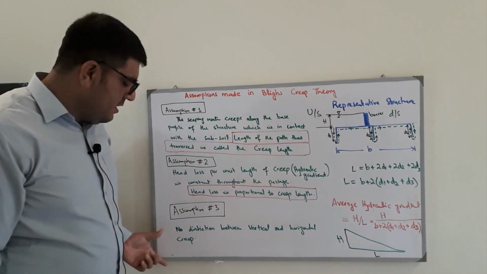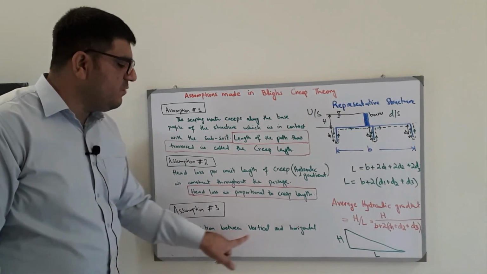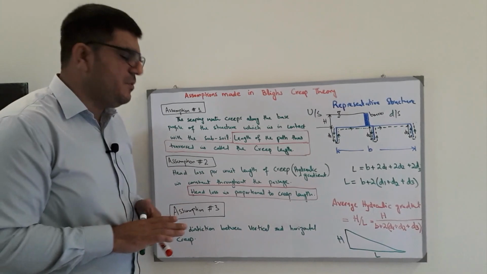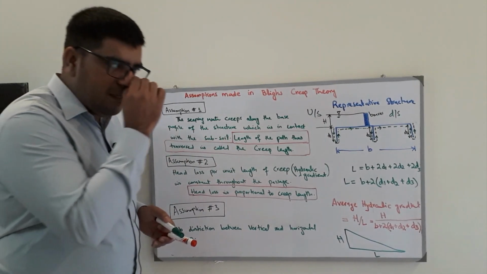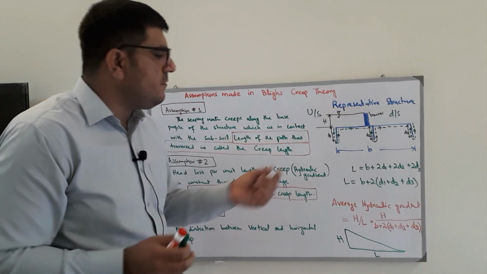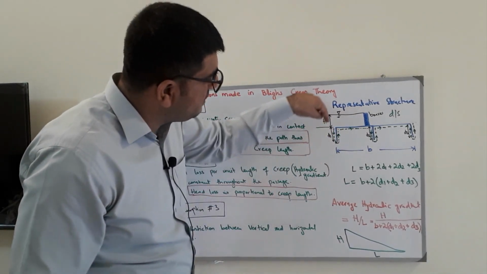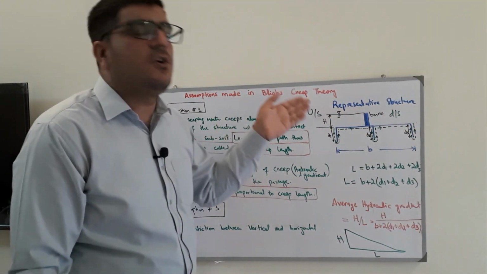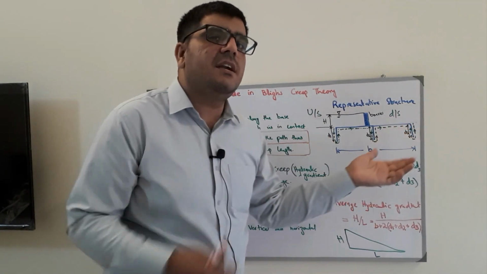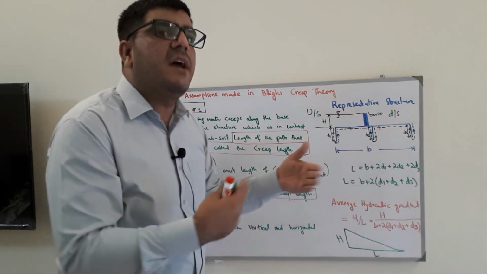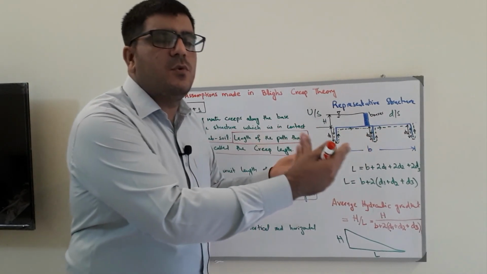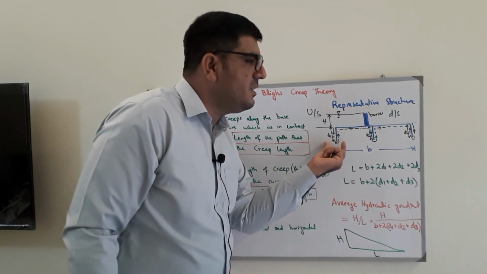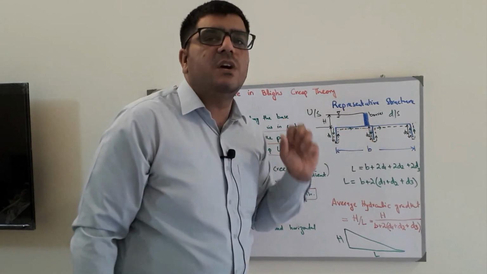Now the third assumption says that there is no distinction between vertical and horizontal creep. In Bligh's creep theory, no distinction was made between the horizontal and vertical creeps. It says that the head is dissipated as the water traverses along the base profile of the hydraulic structure, and more head will be lost as the creep length is more. So we have to provide a sufficiently long impervious floor, as we studied in the initial part of the lecture. So he didn't make the distinction between the horizontal creep and the vertical creep length.